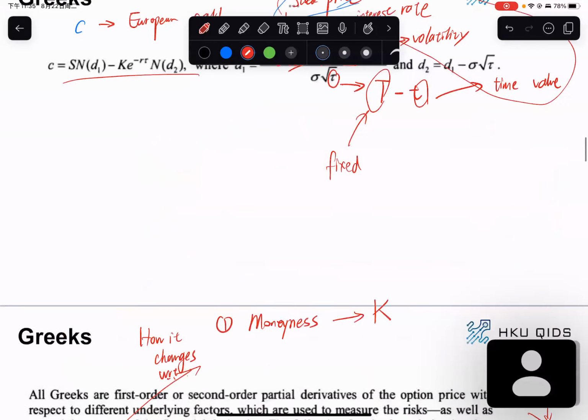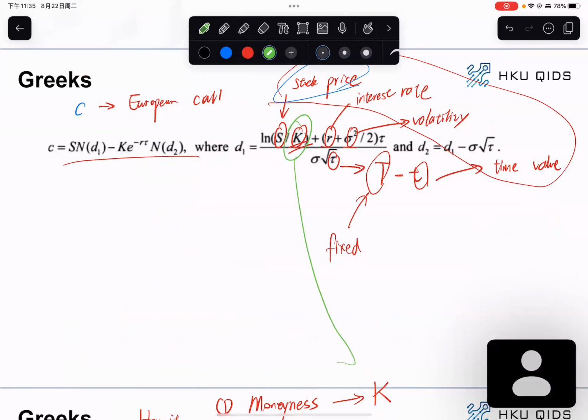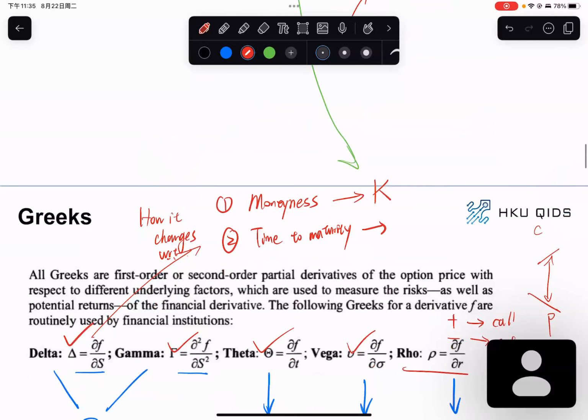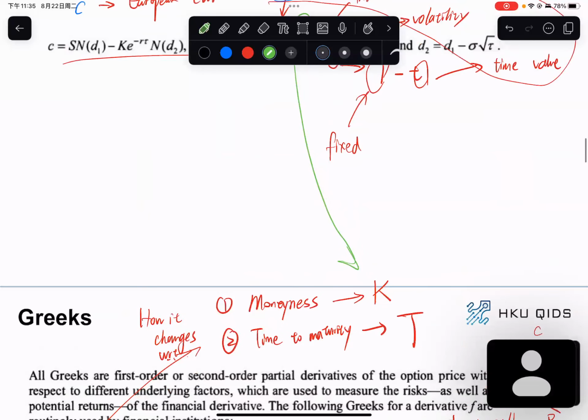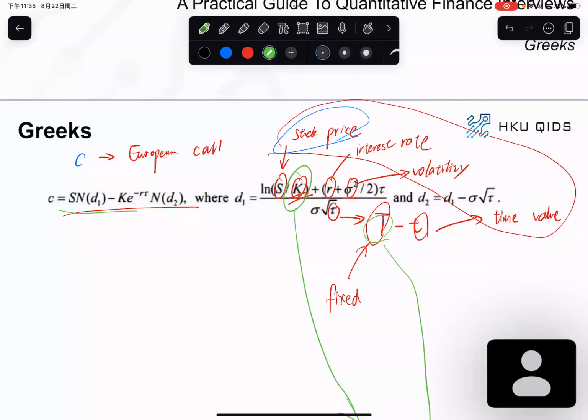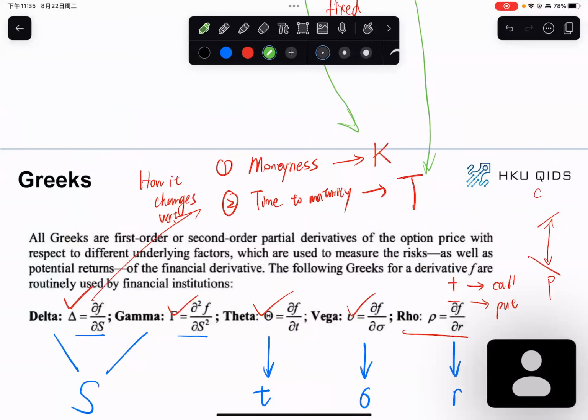K is one of the fixed things that we will not consider, right? And the second thing is time to maturity, which is its relationship with larger T, which is another constant that we cannot change. So basically, in the original formula, we have four variables with two constants, and all the Greeks are just trying to understand how these four variables interact with these two constants. And they themselves also reflect how those four variables influence the price of the option.